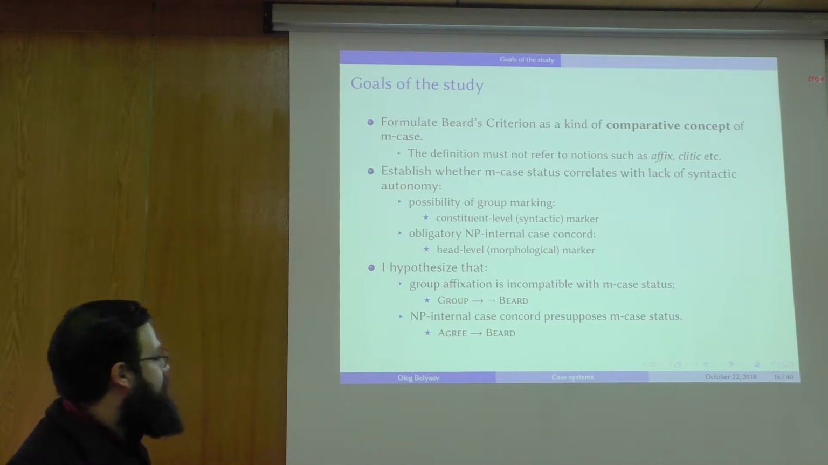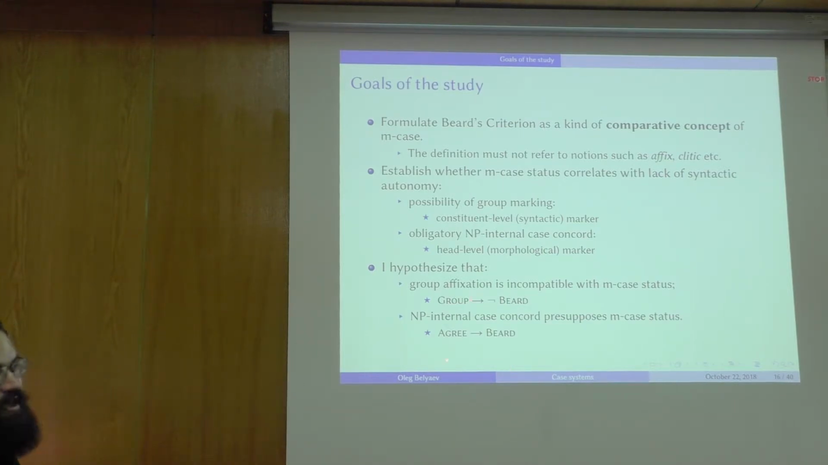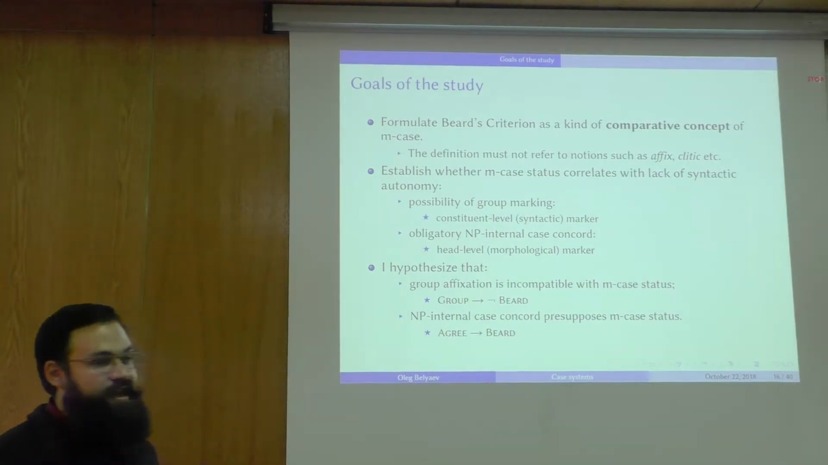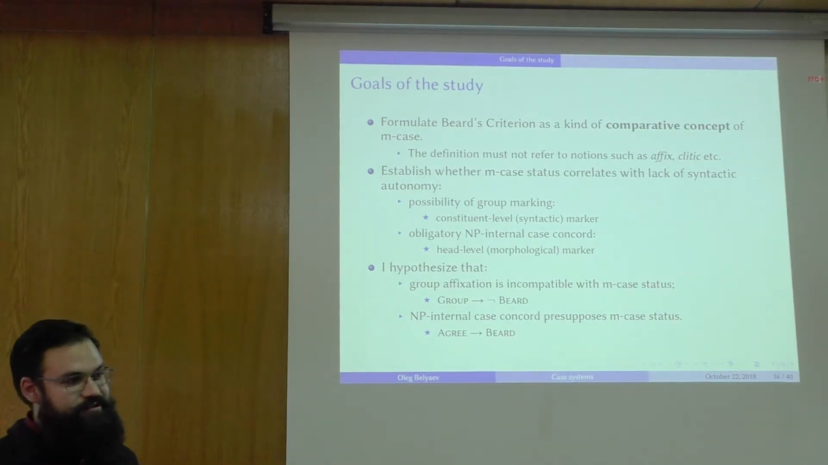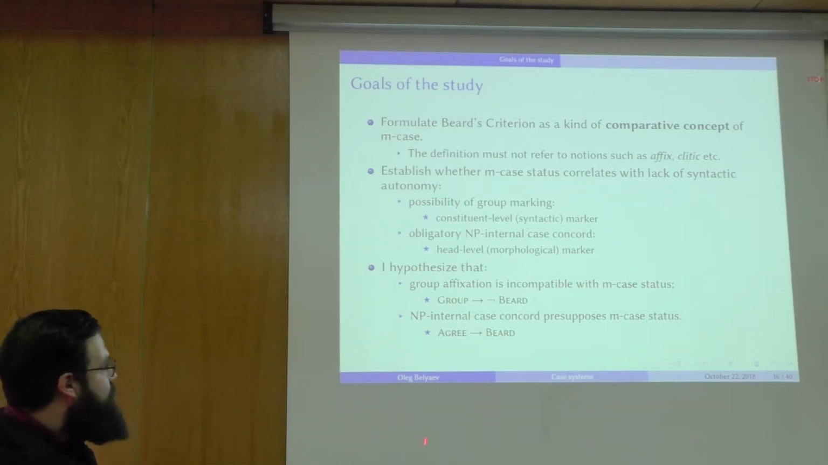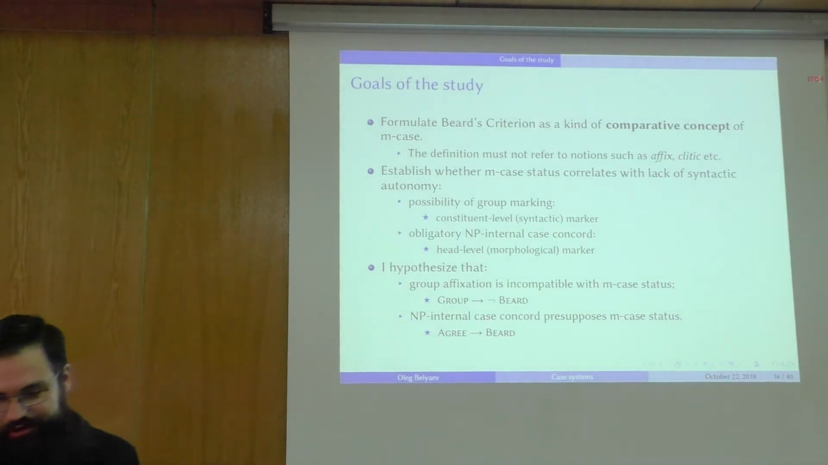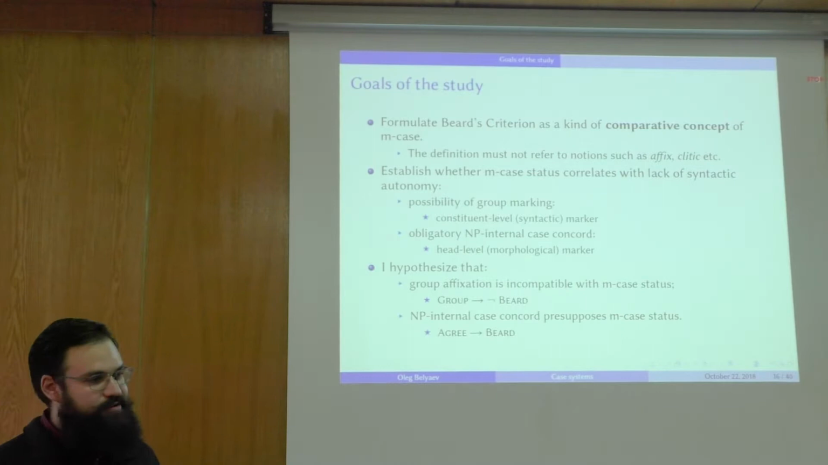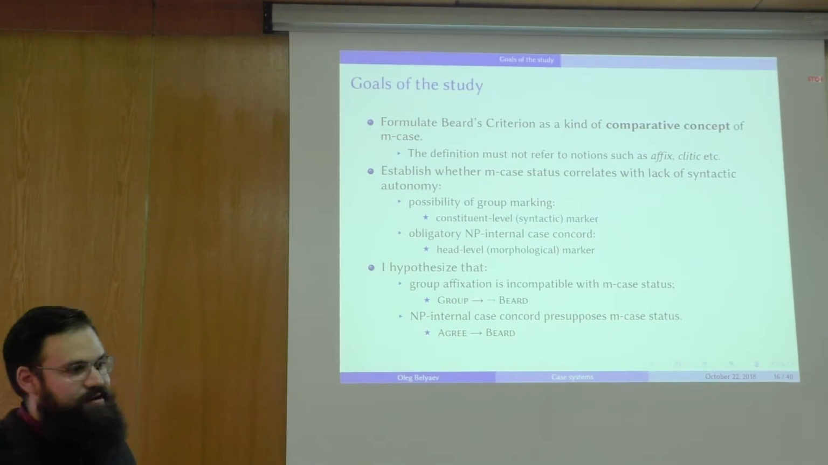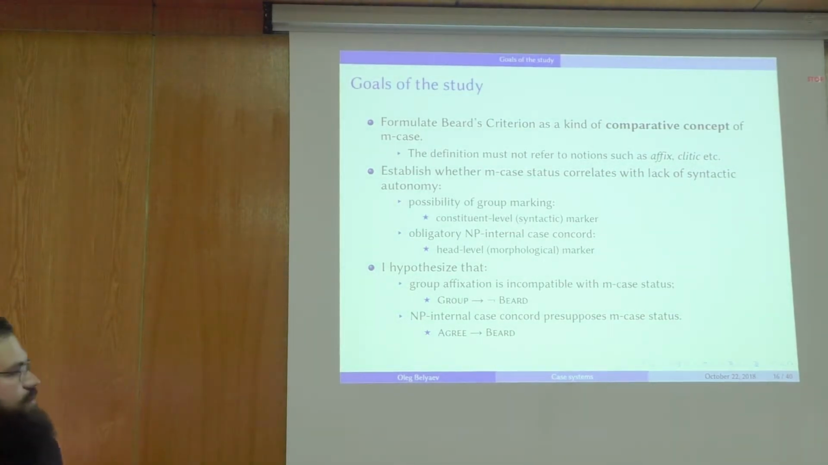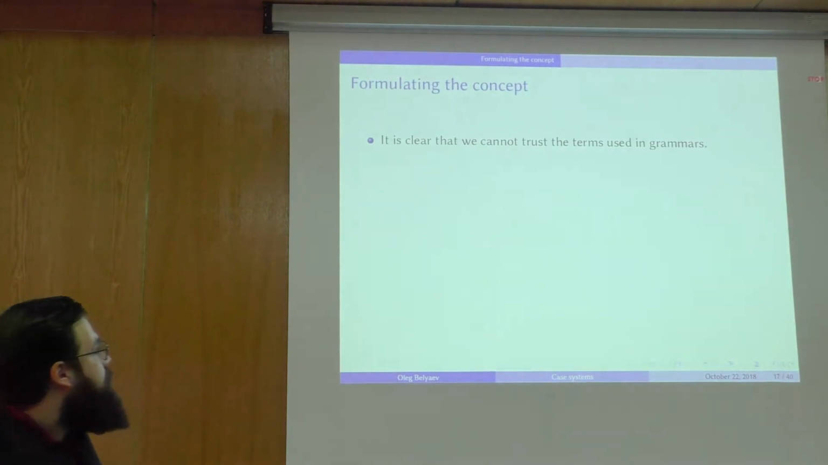So that's my hypothesis, that we have two implicational universals: if we have group affixation, then the case cannot correspond to Beard's criterion in terms of Spencer, and if we have NP-internal case concord, then this category should have M case status. It should have either syncretism or cumulation or other things like this in the paradigm.